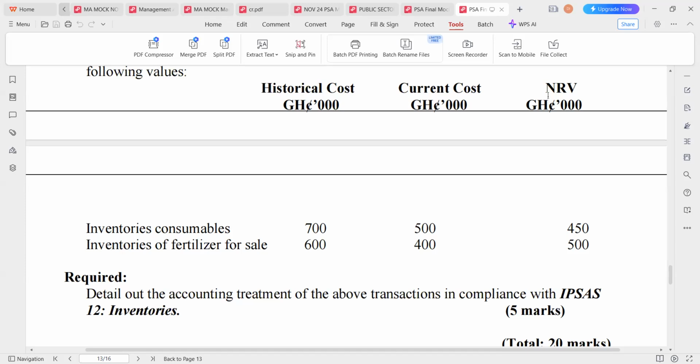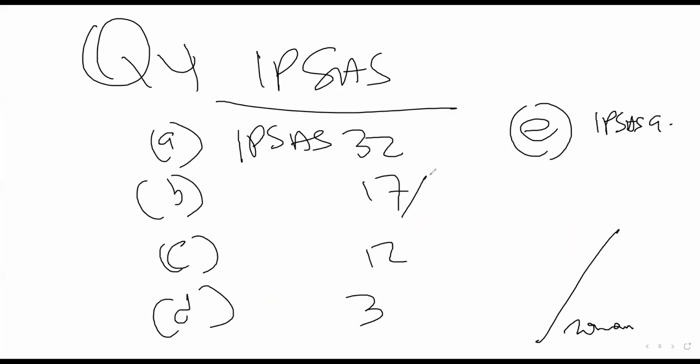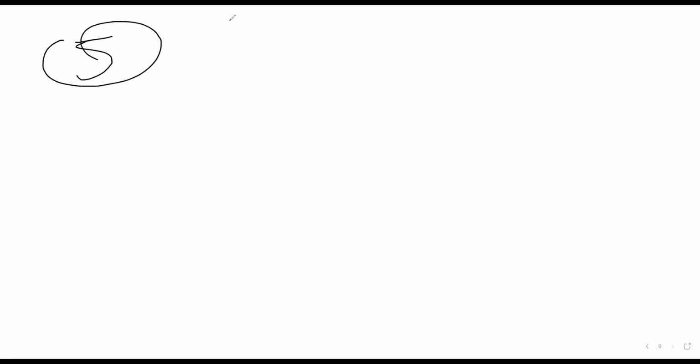All right, so now that's all for your question 4. Standards. Your question 4 deals with IPSAS. Question 5 is on what? Budget. All right, so question 5 has to do with budget.